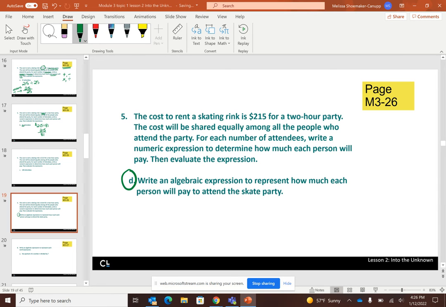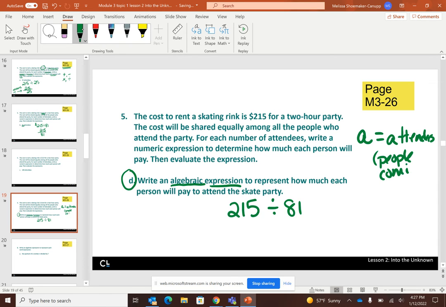Actually, I'm going to skip down to D because look what it wants us to do. Algebraic expression to represent how much each person will pay. It is the same math. So I'm going to copy this math down. $215 divided by the 81 attendees. Okay. And I'm going to use the letter A, and that's going to equal the attendees. That's the people coming to the party. Okay, so to fix this, I'm going to keep the same math, but all I'm going to do is erase the 81 because I don't know how many people are coming, and I'm replacing it with the variable or the letter A. And that is how you change a numeric expression to an algebraic expression.